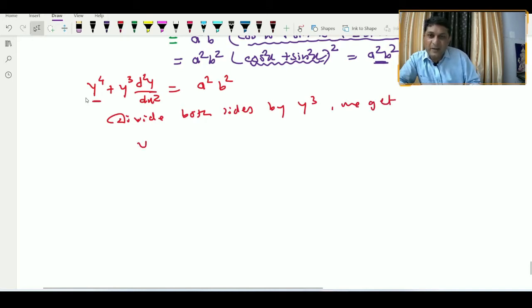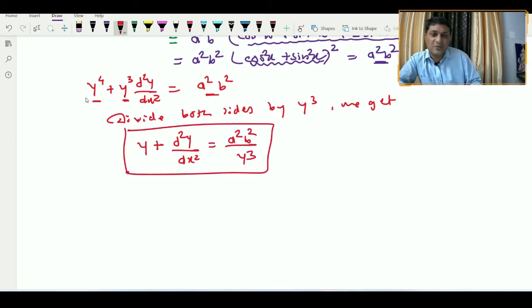If I am dividing here by y cube, we will get y. Here dividing by y cube, it will get cancelled. Remaining term is d2y upon dx square. And on this side, if I am dividing by y cube, we will get a square b square divided by y cube. And this is the result which we have to prove. In this way, we have completed this example.